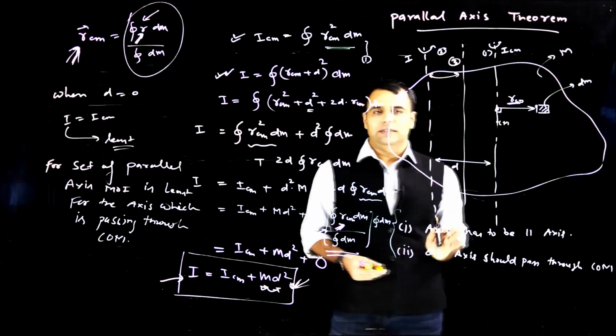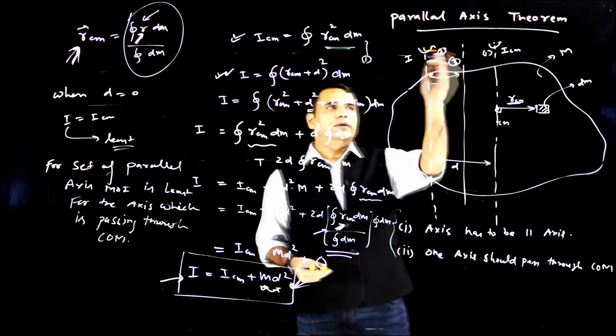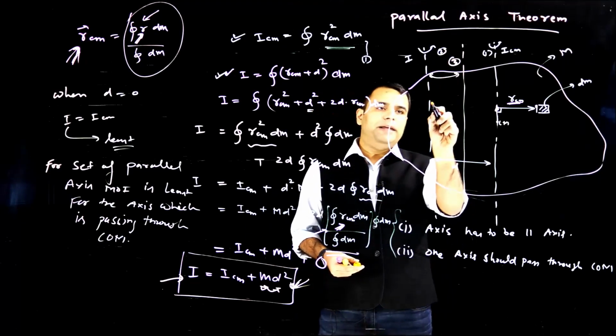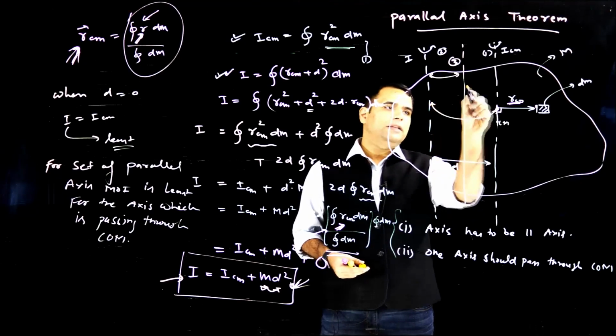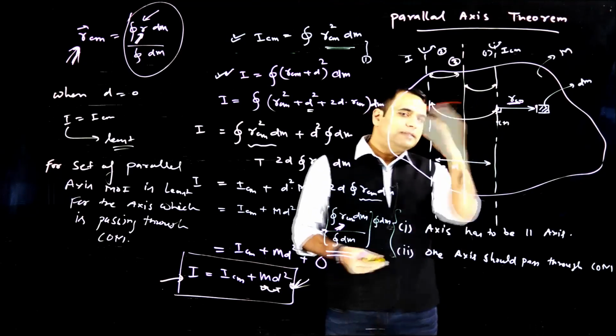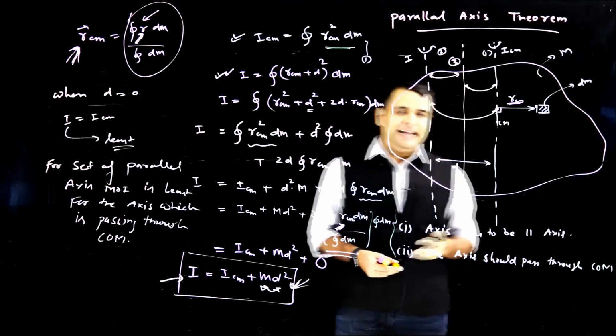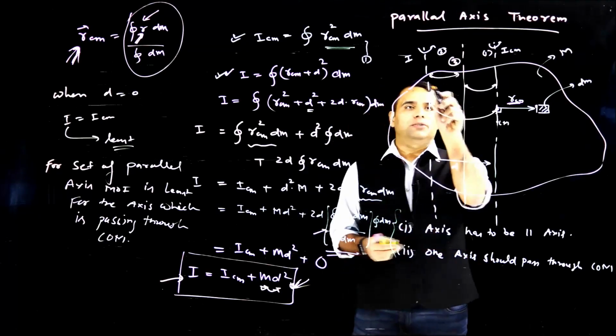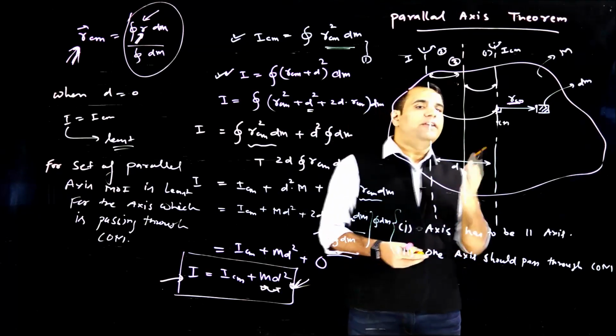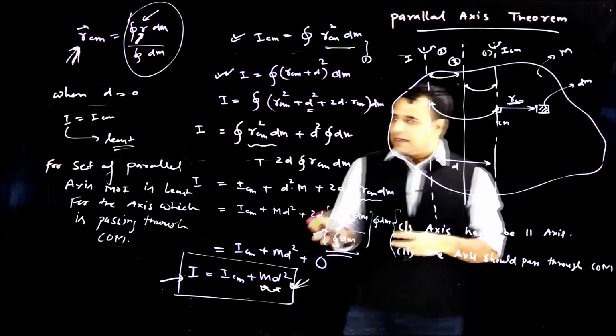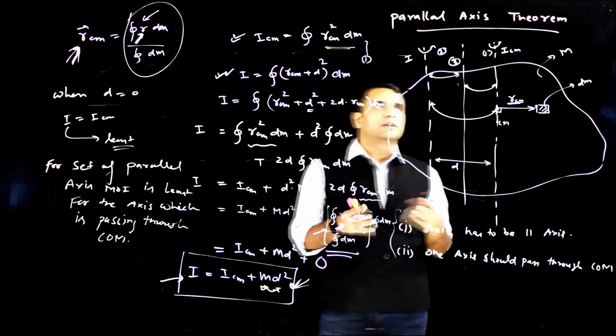If I want to relate these two axes, what I'll do is make the formula between these two and make the formula between these two. Then by subtracting or adding, we'll get the formula between these two axes. Not directly, but indirectly we can get the formula. Okay, so these are the things you can memorize out of this parallel axis theorem.